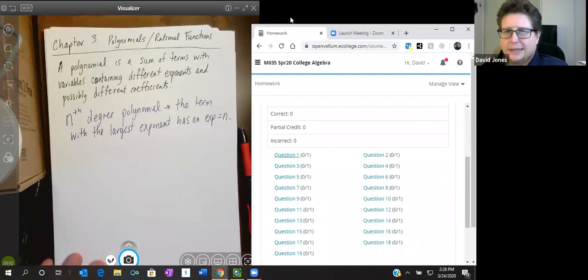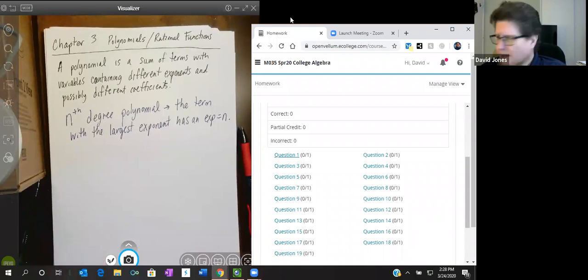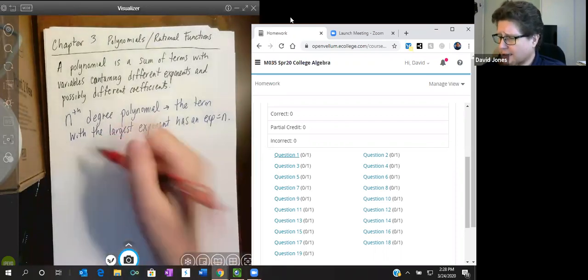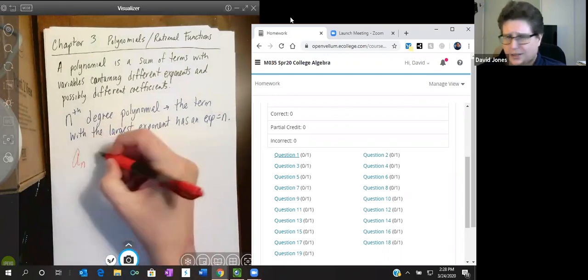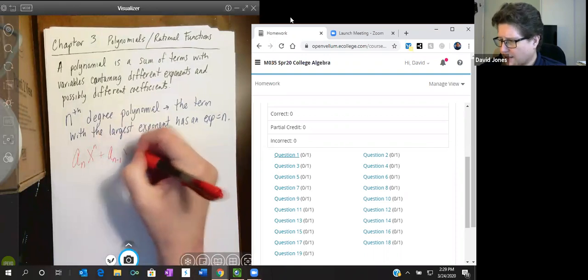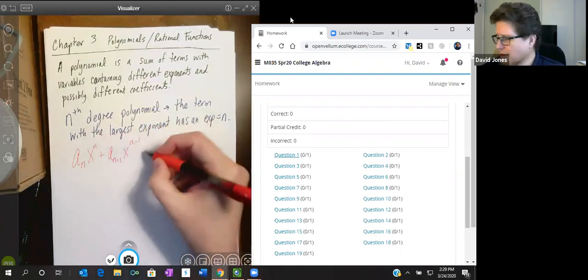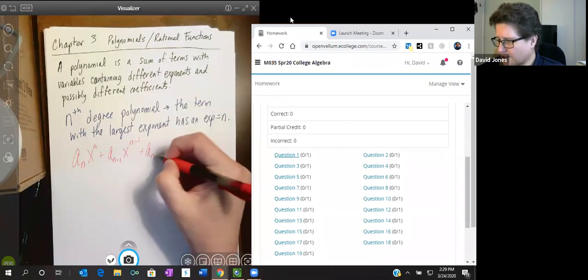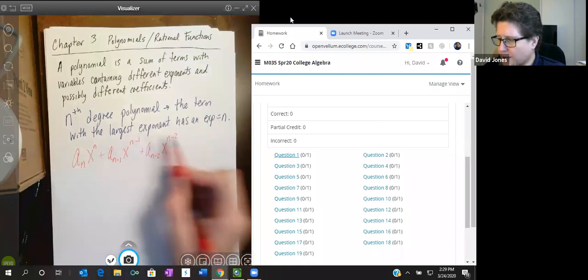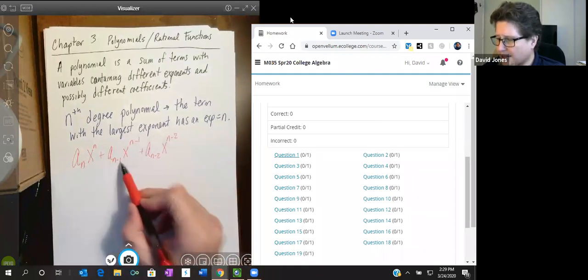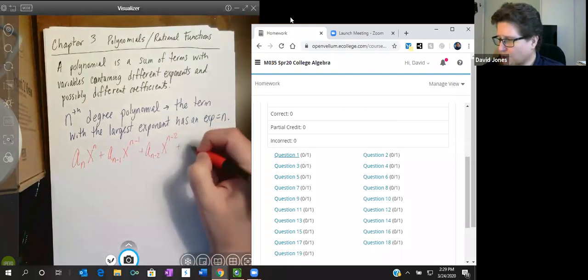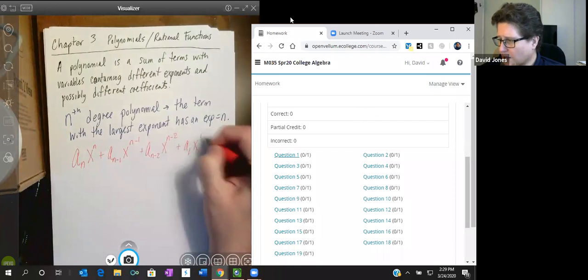We write them as a sequence of characters. We will put things like this: a n x to the n plus a n minus 1 times x to the n minus 1 plus a n minus 2 x to the n minus 2. And as the exponent keeps going down by 1, we're just labeling this a different coefficient until we finally get down to a1 x to the 1 plus a0.